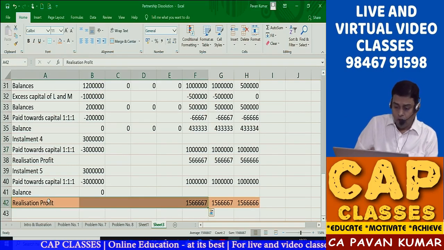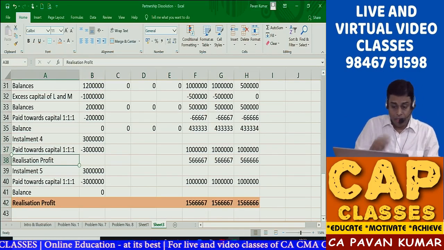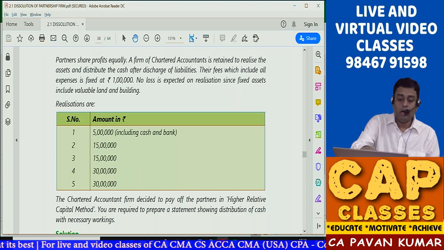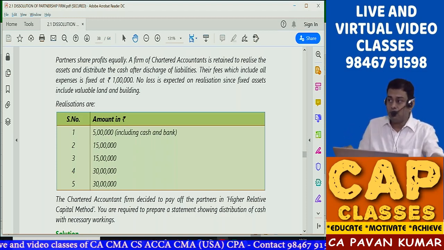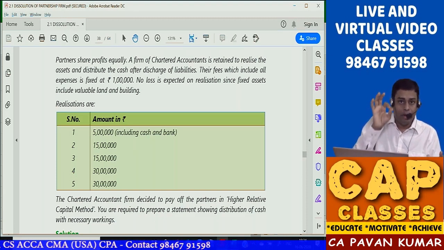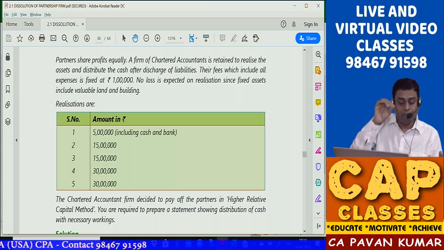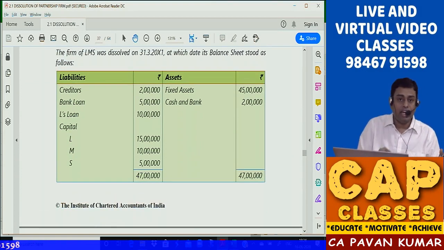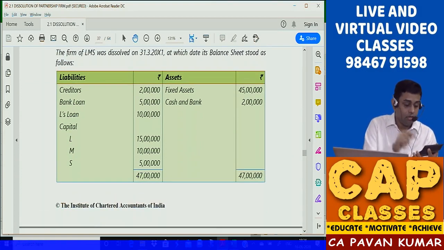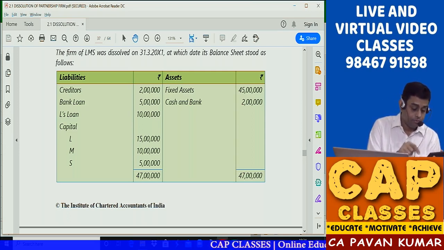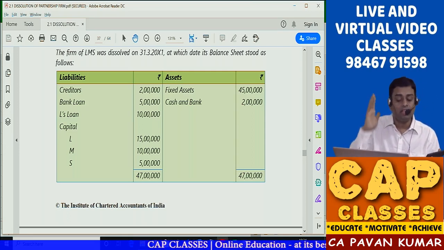Okay, so if you have common sense, you can check it like this. Go to the problem. Add all these realization amounts. Take your calculator, add realization amounts. 5 plus 15, 20 plus 15, 35 plus 30, 65 plus 30, 95. 95 lakhs. Minus, go to your balance sheet, pay 2 lakhs to creditors. Minus, pay 5 lakhs to bank. Minus, pay 10 lakhs to this partner loan. Then you have 78 lakhs towards capital.